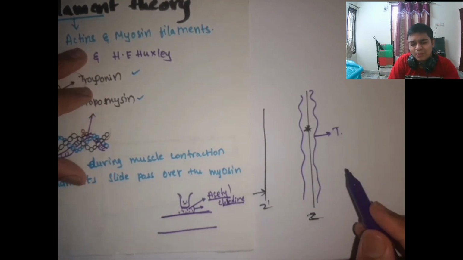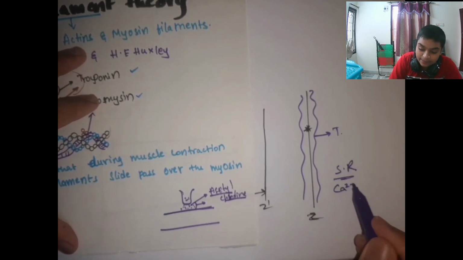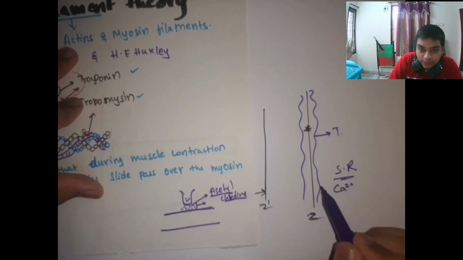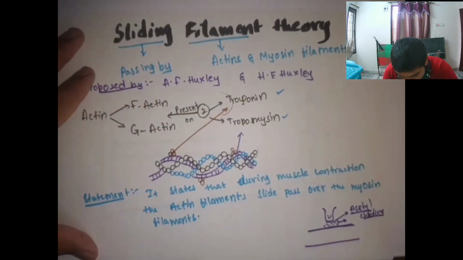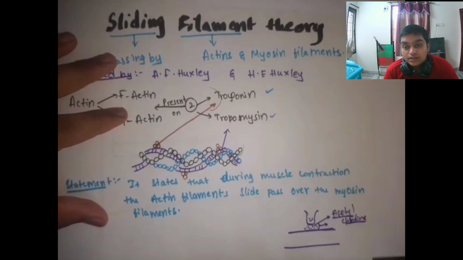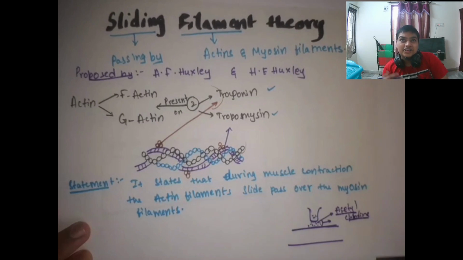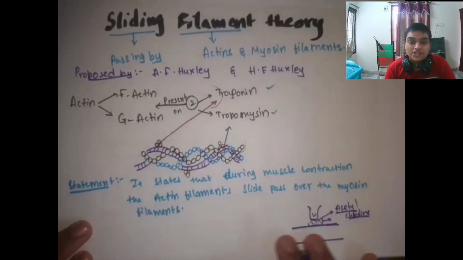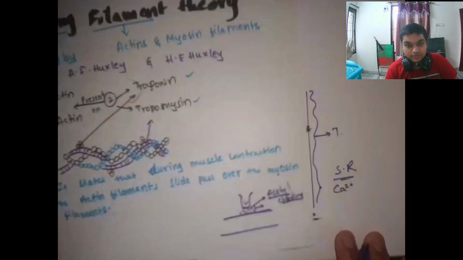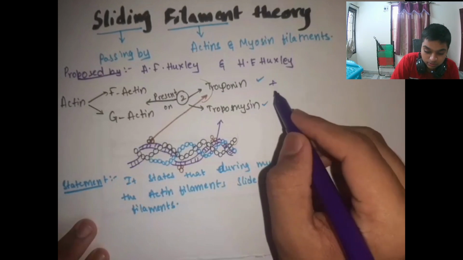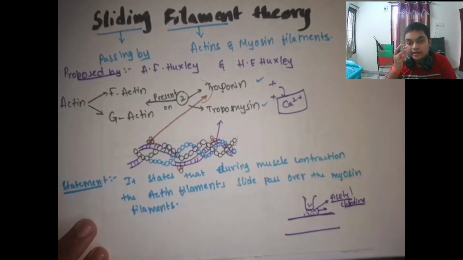The sarcoplasmic reticulum is a storehouse of calcium, Ca+2 ions, and these T tubules release them. When these T tubules release the calcium ions, these calcium ions are very efficient in binding with troponin and tropomyosin. Yes, these two, they are very efficient in binding with troponin and tropomyosin.